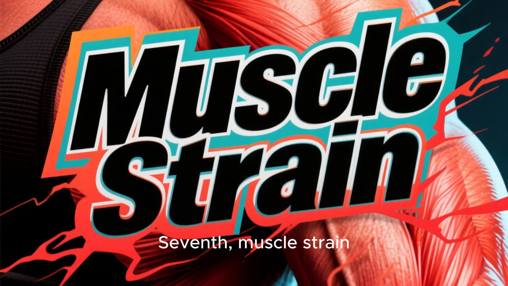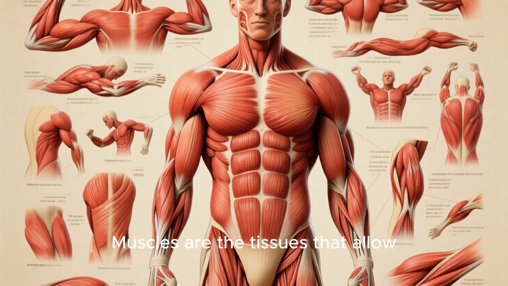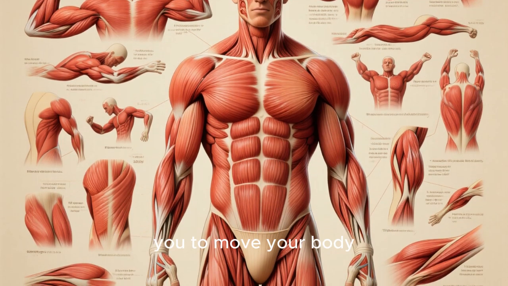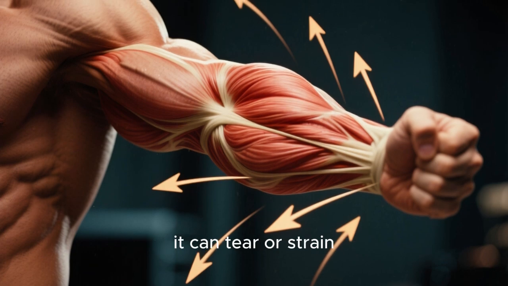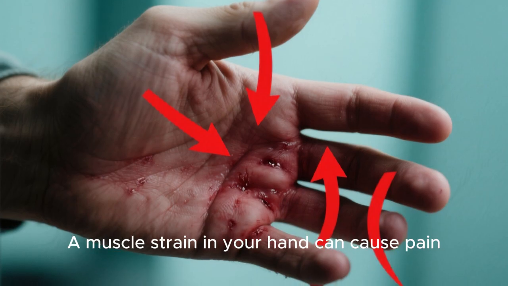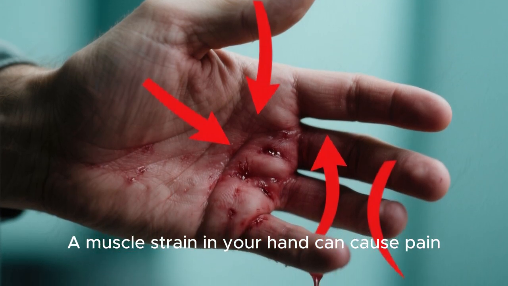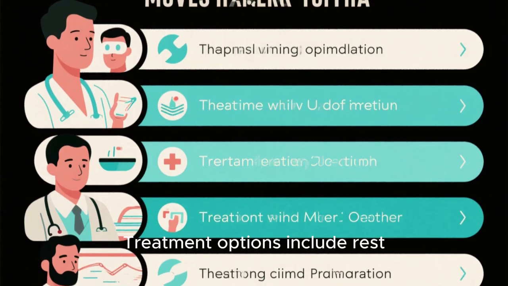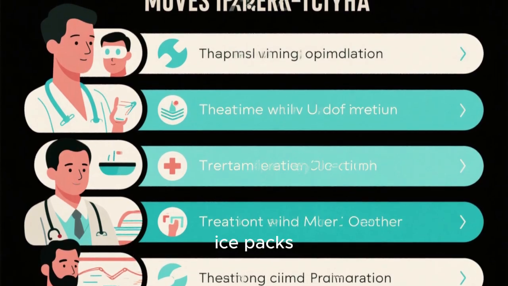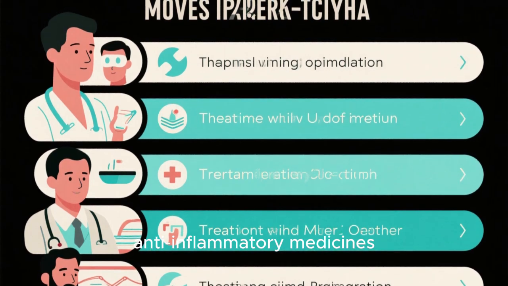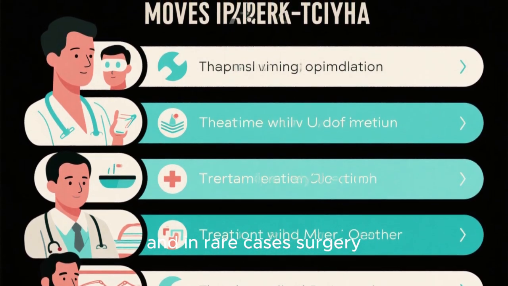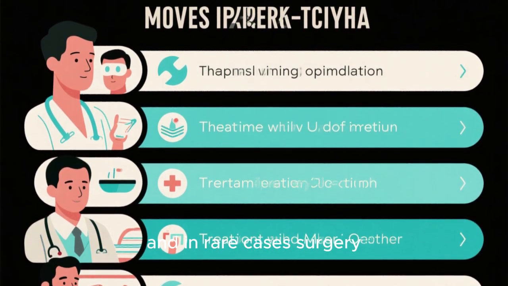Seventh, muscle strain. Muscles are the tissues that allow you to move your body. When a muscle is pulled or stretched too far, it can tear or strain. A muscle strain in your hand can cause pain, swelling, and weakness. Treatment options include rest, ice packs, compression, elevation, anti-inflammatory medicines, physical therapy, and in rare cases, surgery.